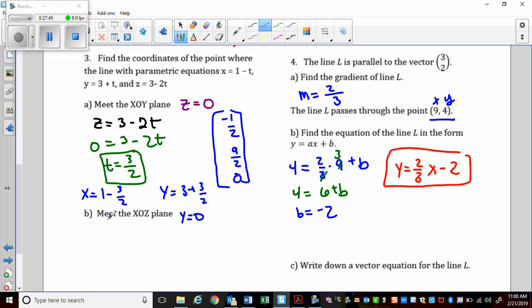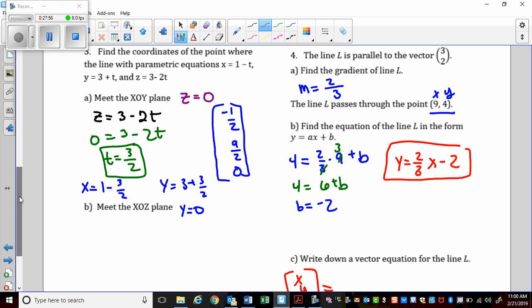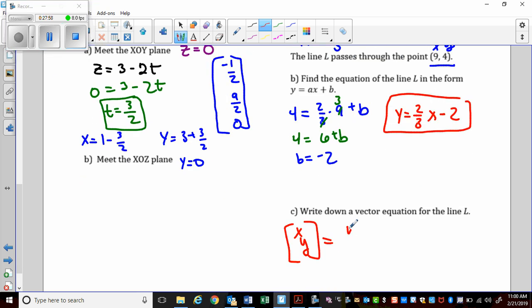Write down the vector equation of the line. Okay, so this is still in 2 dimensions, x, y. I need my initial point, which is, in this case, 9, 4. Sorry guys, the bell rang. 9, 4. Plus either lambda or t. I'm going to use lambda. And then our direction, which is the 2/3. But remember, x's come first. So this is 3, 2.